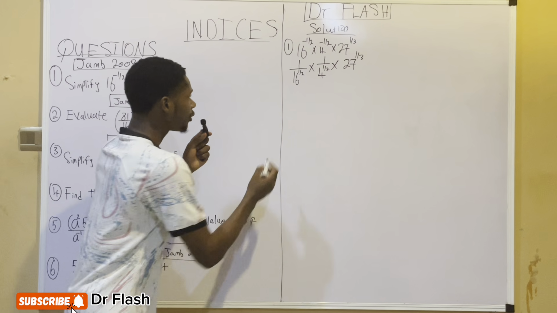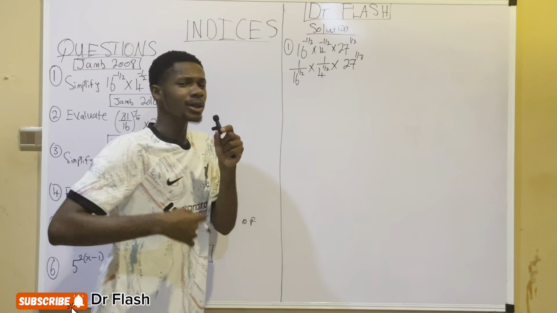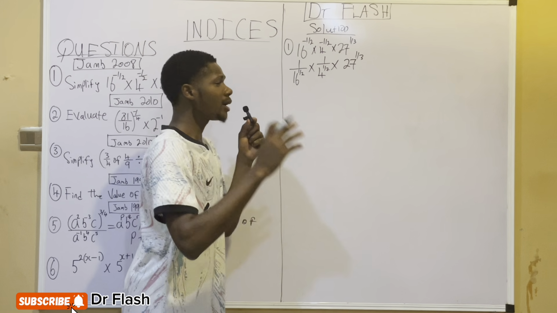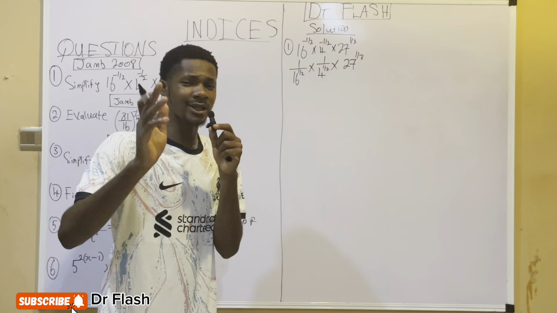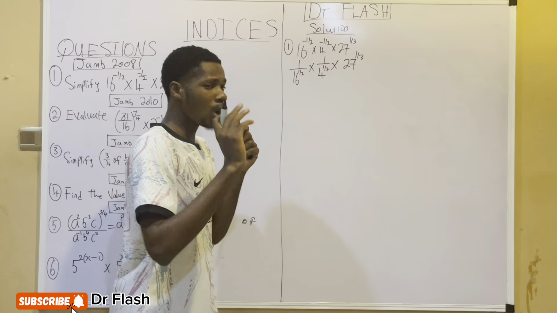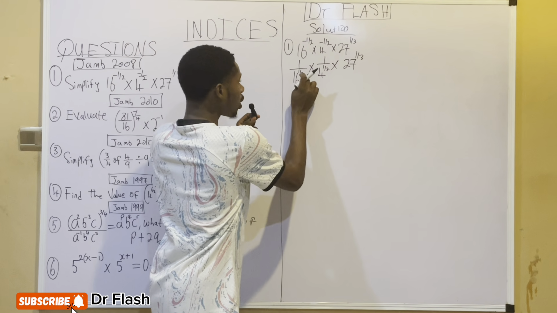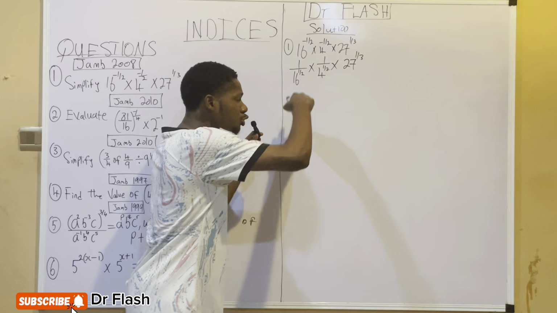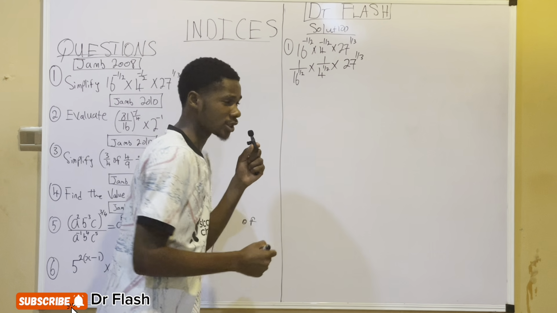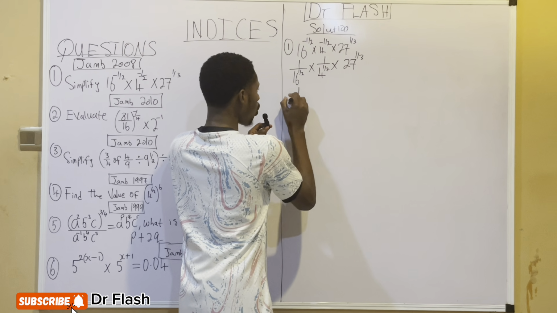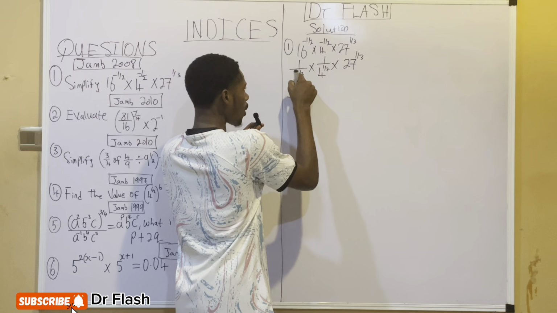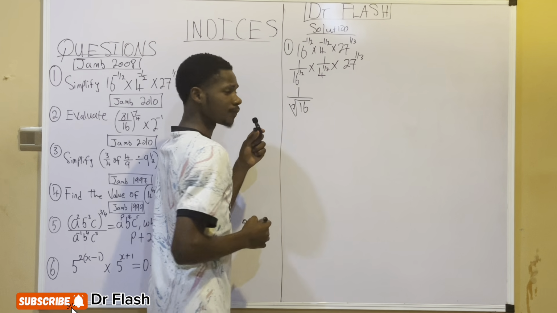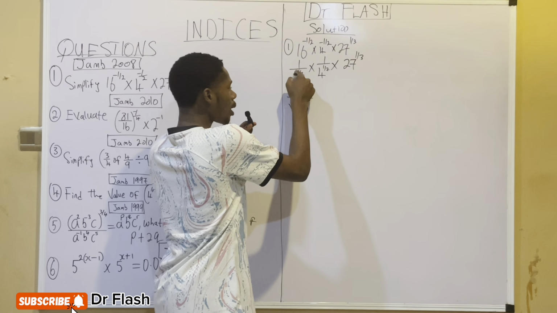Now, the next thing, fractional exponents. What did we say about fractional exponents? We said that whenever a number has a fraction as its exponent or power, the denominator of that fractional exponent becomes the root of the number or the base. Hence, this becomes 1 over, now 16 raised to the power 1 over 2 becomes the square root of 16.